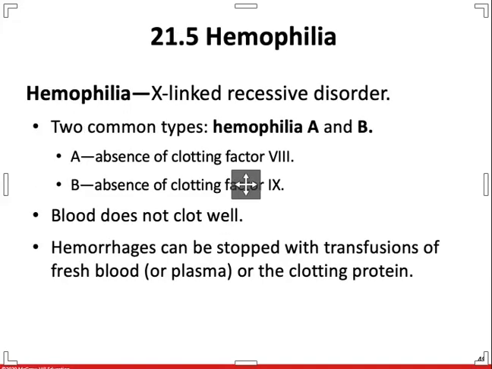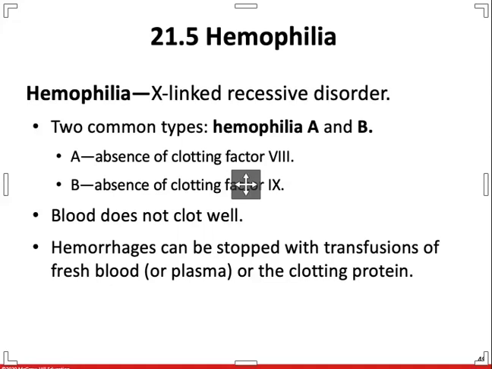Hemophilia is also an X-linked recessive disorder. There are two common types, hemophilia A and hemophilia B, and it just has to do with the absence of particular clotting factors that determines A versus B. In this case, blood does not clot well. Hemorrhages can be stopped with transfusions of fresh blood or plasma, or you can also transfuse the clotting protein.